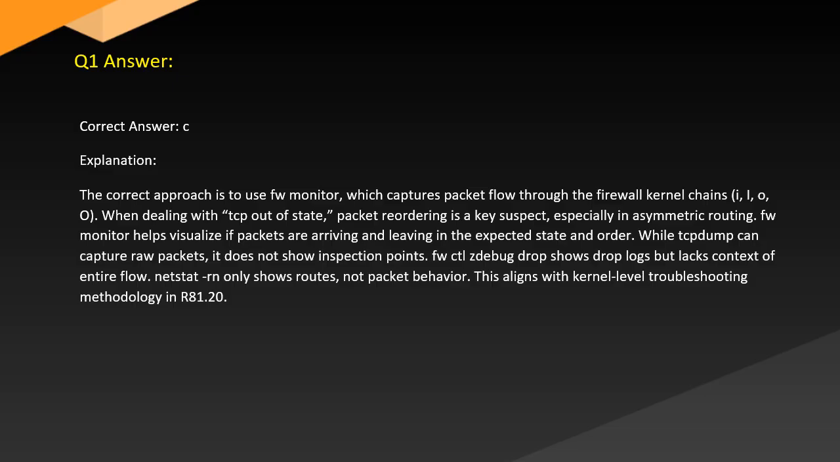While tcpdump can capture raw packets, it does not show inspection points. fw ctl zdebug drop shows drop logs, but lacks context of the entire flow. Netstat -rn only shows routes, not packet behavior. This aligns with kernel-level troubleshooting methodology in R80.20.